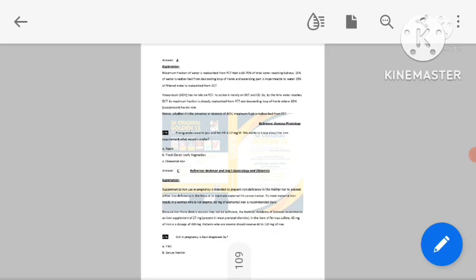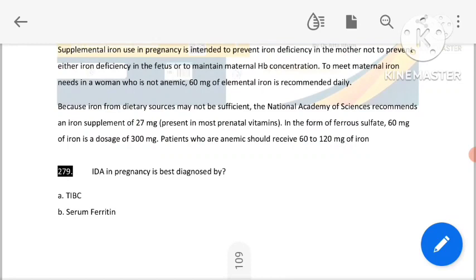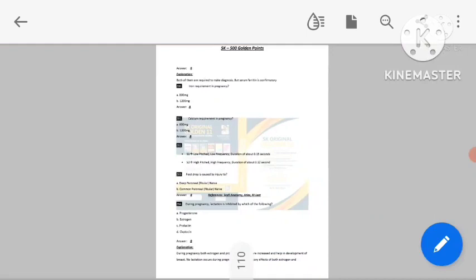Point number 278. A primigravida came to you and her hemoglobin is 12 milligram per deciliter. She wants to know about her iron requirement. What would you prefer? Elemental iron. C is the right answer. Iron deficiency anemia in pregnancy is best diagnosed by which of the following? Serum ferritin, because ferritin shows the stores.